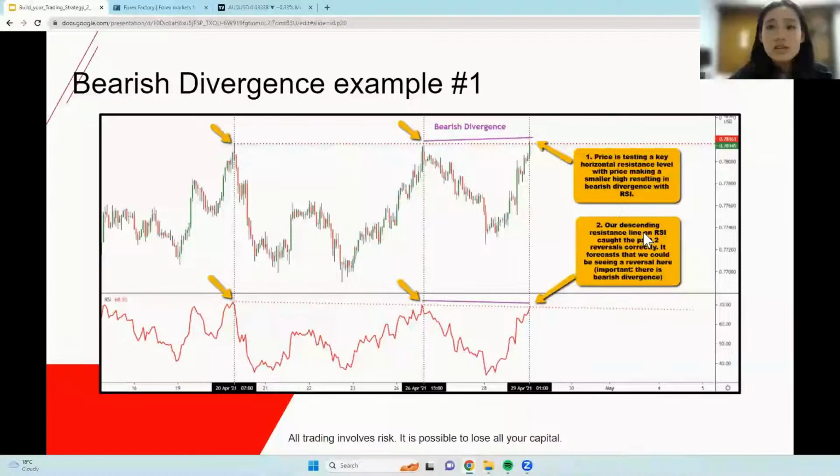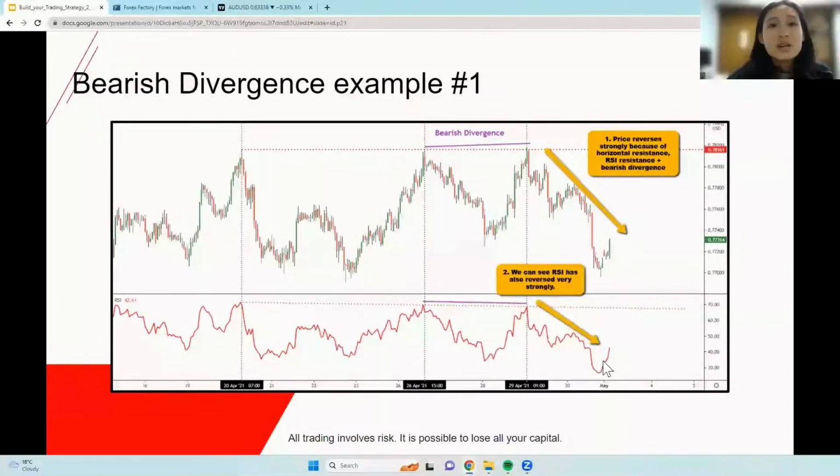Okay, so our descending resistance line on RSI caught the past two reversals correctly over here. So you see there's two drops here. So we can expect that the third one, we would be seeing another reversal over here. Okay. Next, yeah, so this is just the example from here. You can see that price reverses strongly because of the horizontal resistance here, as well as the RSI resistance and bearish divergence.